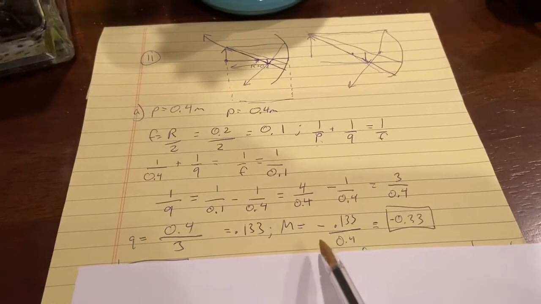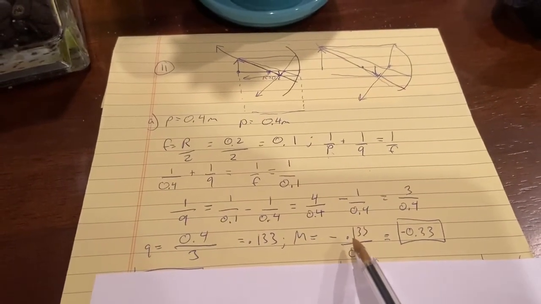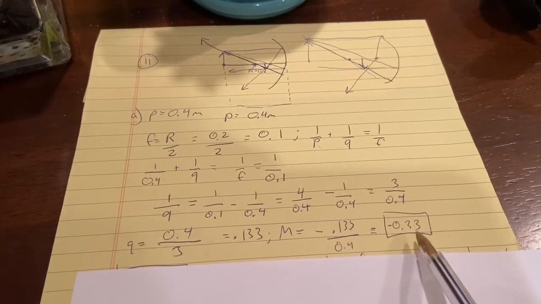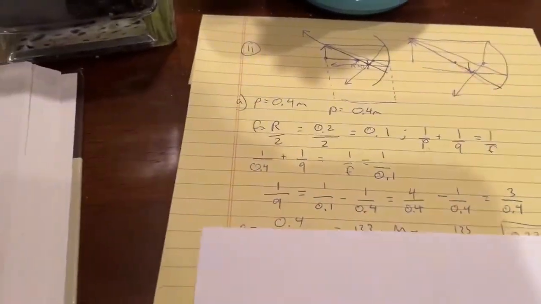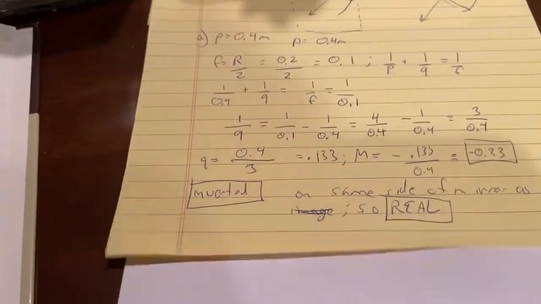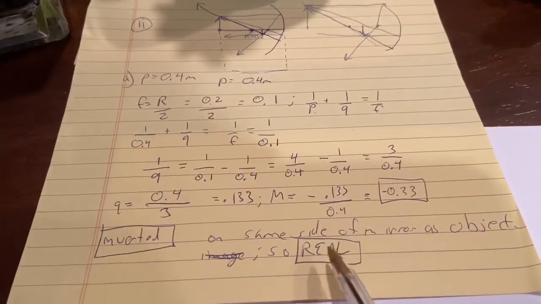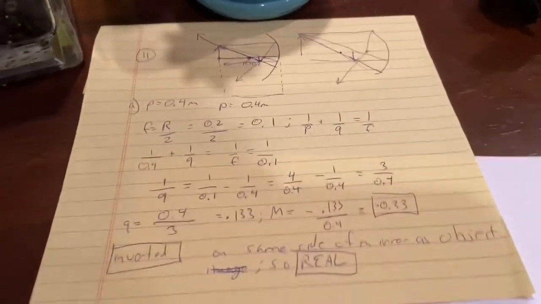The magnification is, again, minus q over p. q is 0.133 divided by 0.4, so it's minus 0.33. Negative, so it's inverted, and it's smaller than the original image. We can do the same for the other images, and we'll get to them shortly. Also, it's a real image, and how do I know that? Because it appears on this side of the mirror, not this side of the mirror. I think those are the questions they wanted you to answer.